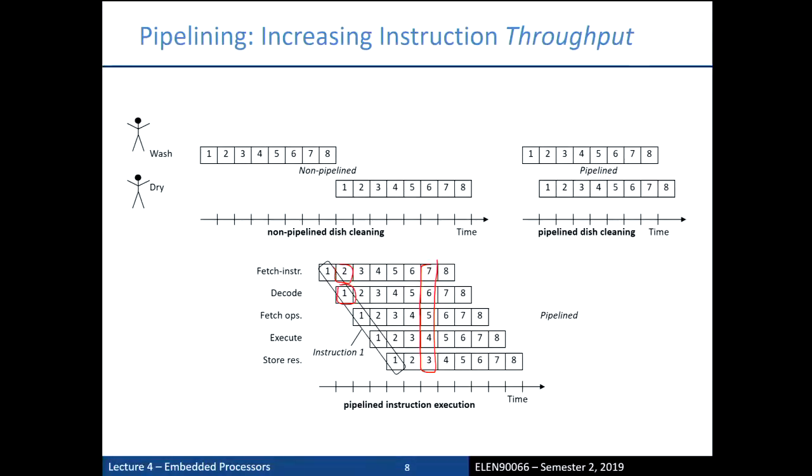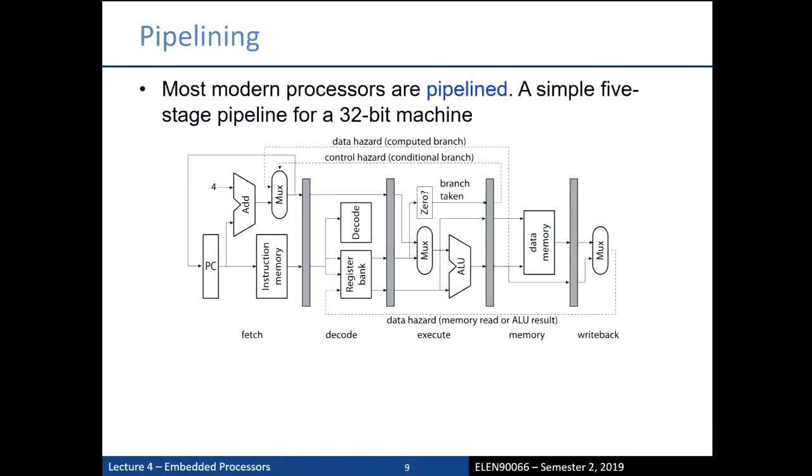And this has obvious implications in speed. Look at the non-pipeline dishwashing algorithm versus the pipelined one, right? Pipelining increases the instruction throughput of any processor, but in particular microcontrollers. Now, most modern processors are pipelined, so it's something we have to deal with. If you want a more detailed picture, this is a little 32-bit machine, and it's pipelined. This is a particular type of architecture. It's been kept simple. It's in the textbook here.